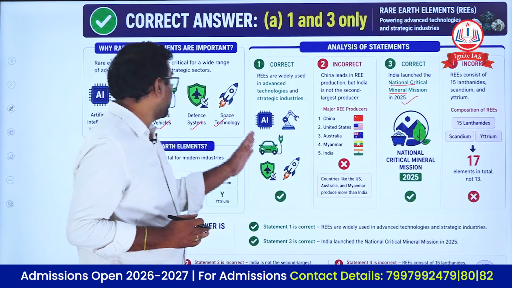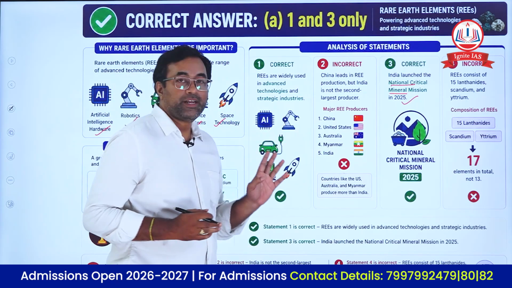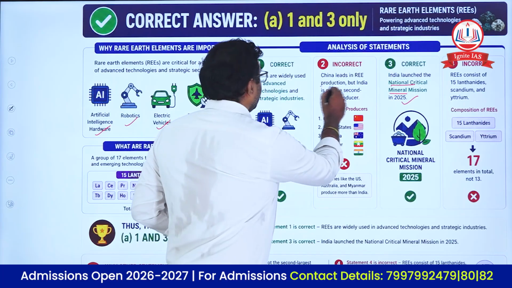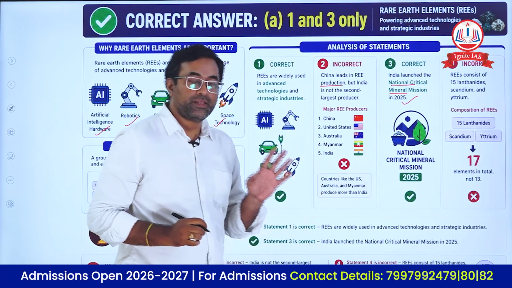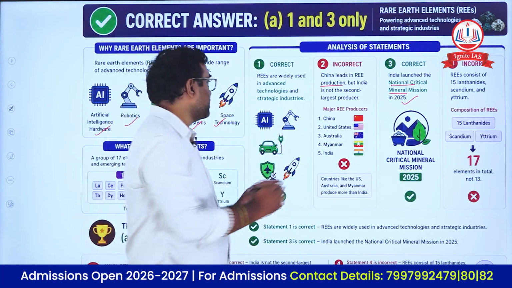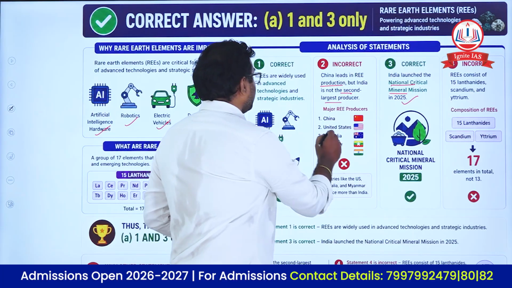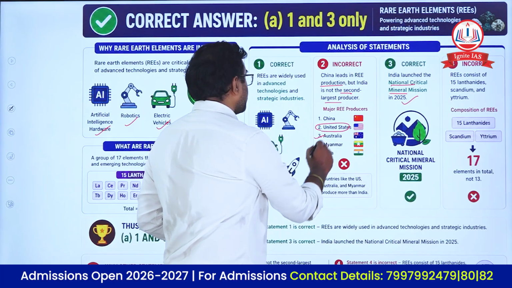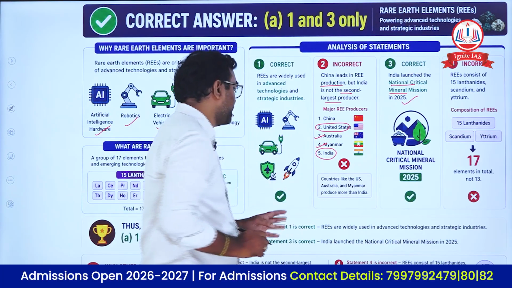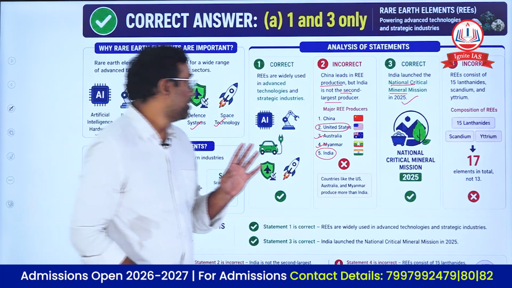At the same time, if you see the second statement, China leads rare earth elements production. That is right. But India is not the second largest producer. The second largest producer is the United States, then Australia, Myanmar. After that, it is India. So that is the reason the second statement is wrong.